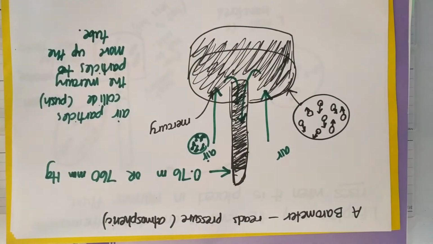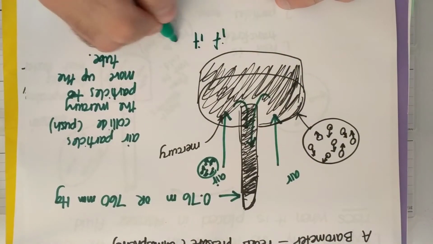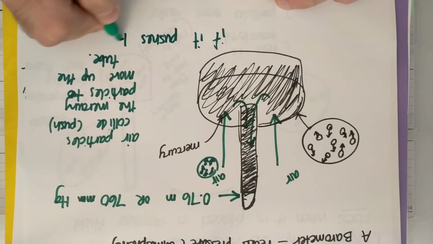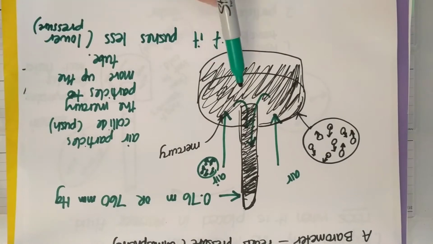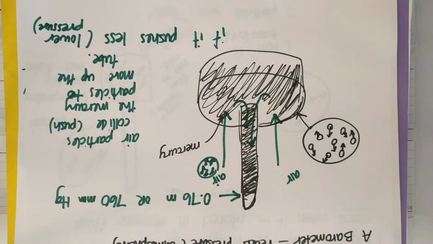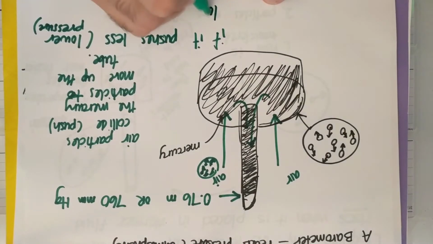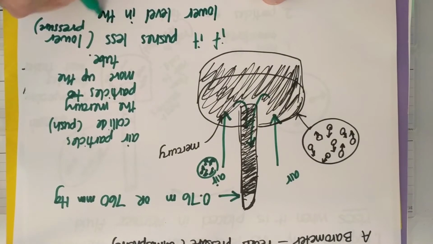Now, if it was pushing less, and this is a question that you may have to encounter, if it pushes less, meaning lower pressure, would this be higher up? Would the mercury be higher in the barometer, or would it be lower if it was pushing less? Well, if it pushes less and it's a lower pressure, then I should have a lower level in the barometer.